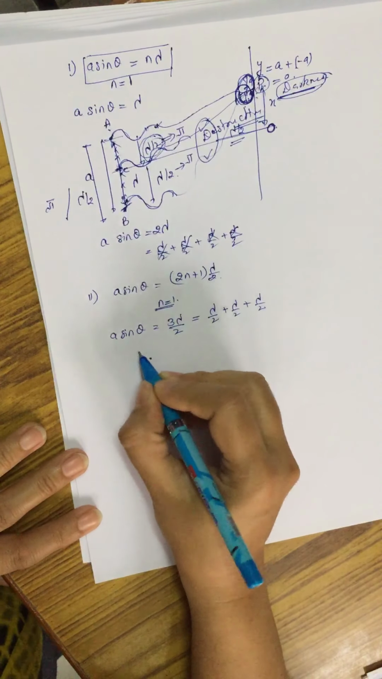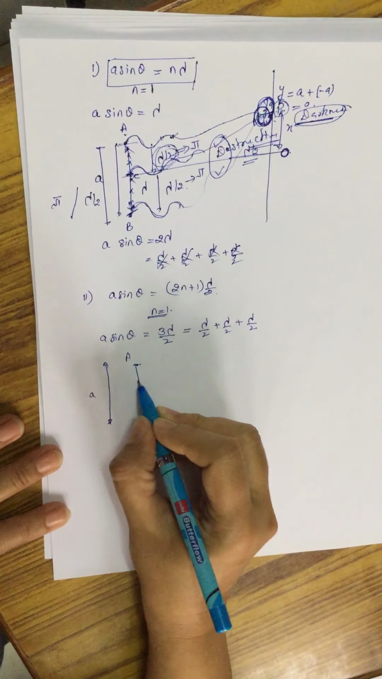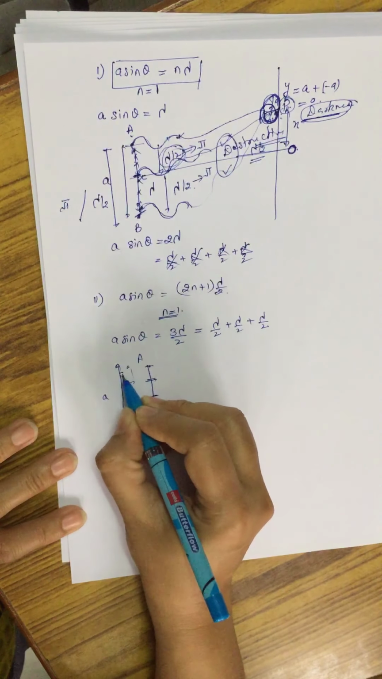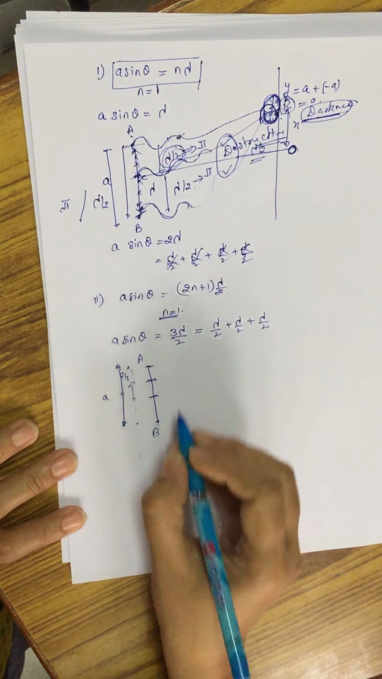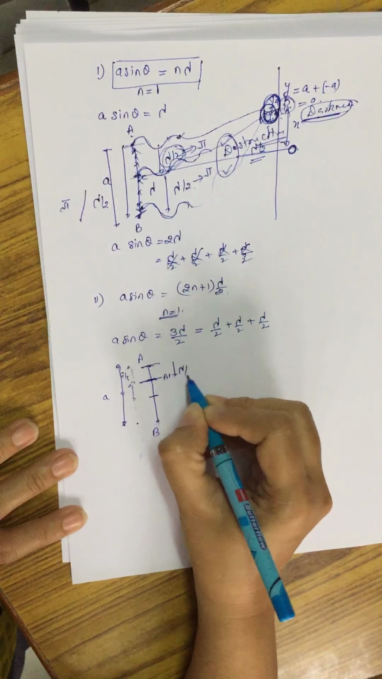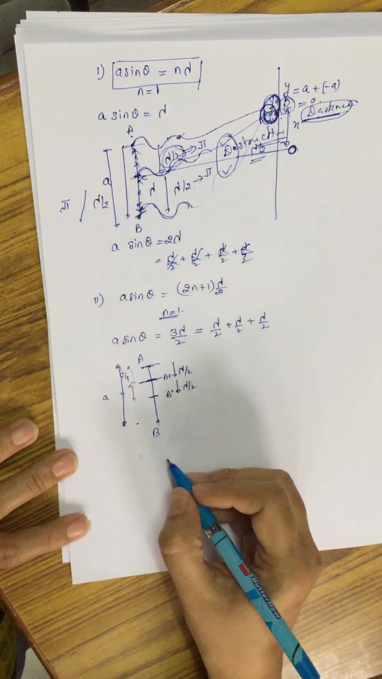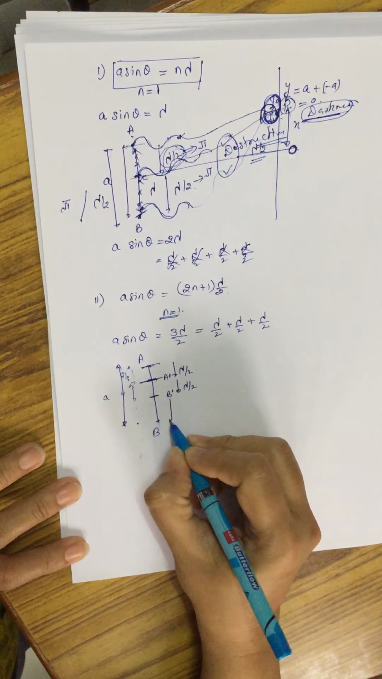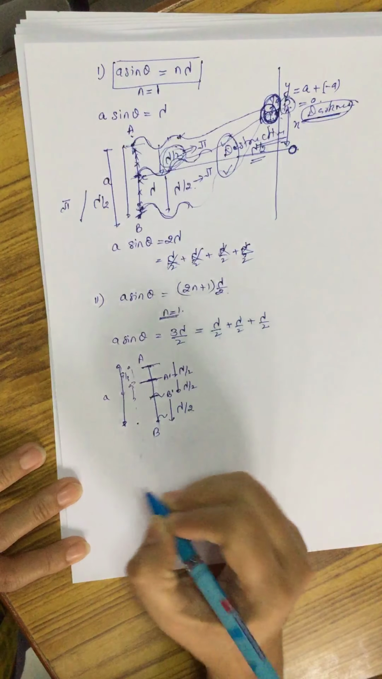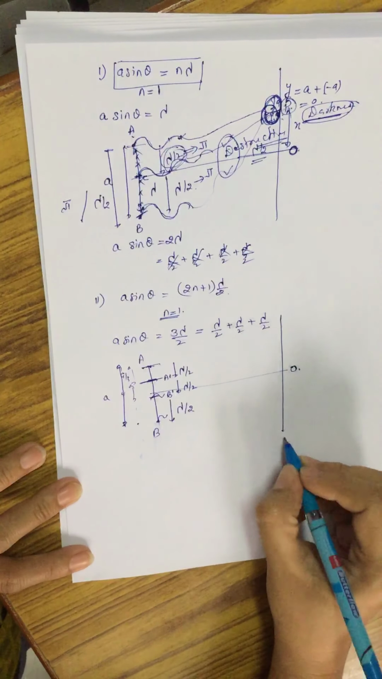Again, if we have a slit with a width of a, which is divided into 3 equal parts, it means this is the distance a by 3, this is a by 3, and this is a by 3. Then the point A to A dash will experience a path difference of lambda by 2, A dash to B dash will experience again a path difference of lambda by 2, and from B to B dash the waves coming out from these 2 points have a path difference of lambda by 2. Then what type of pattern is obtained on the screen?